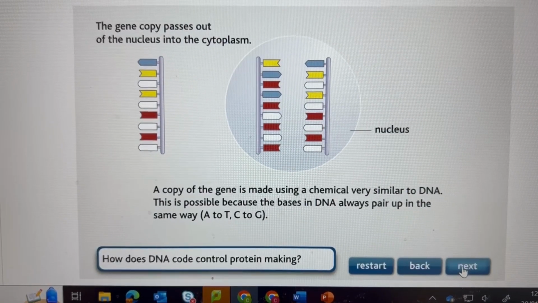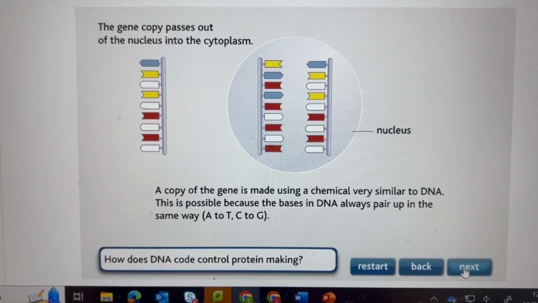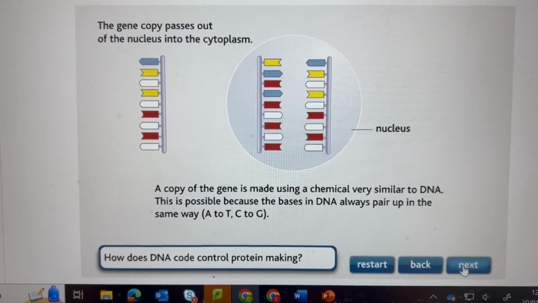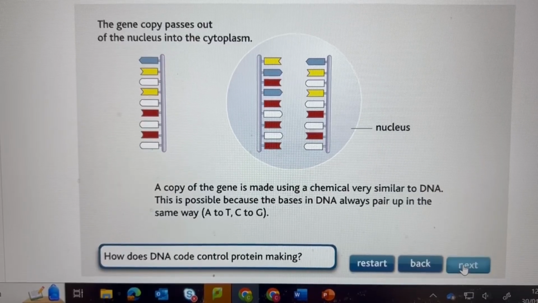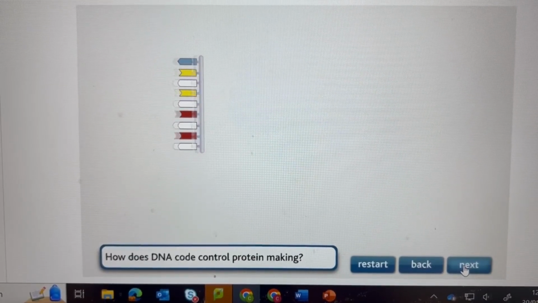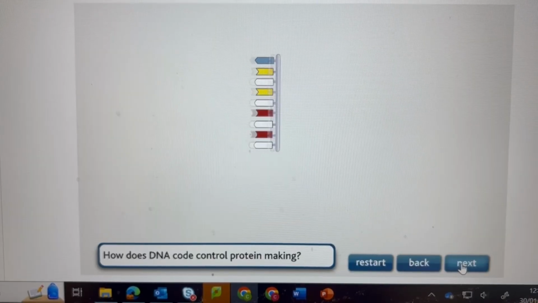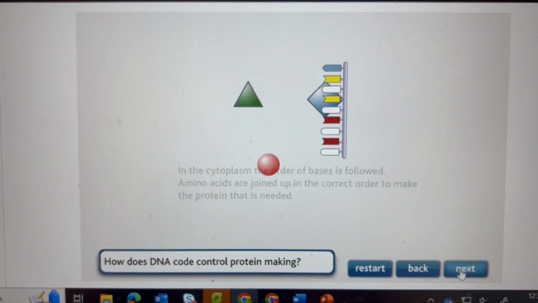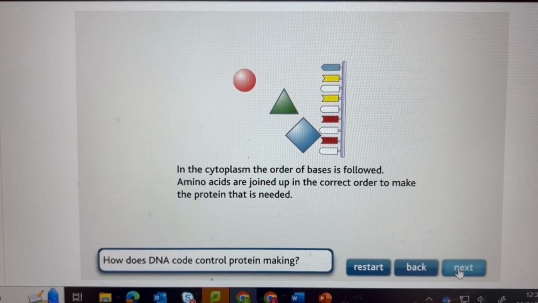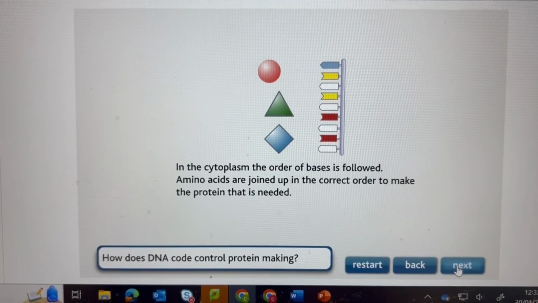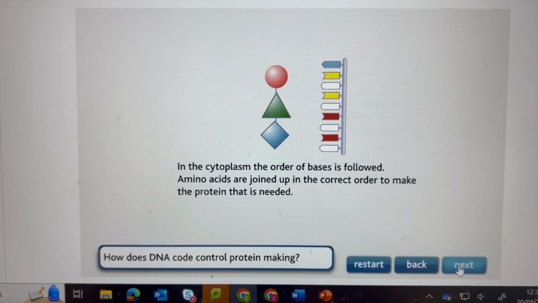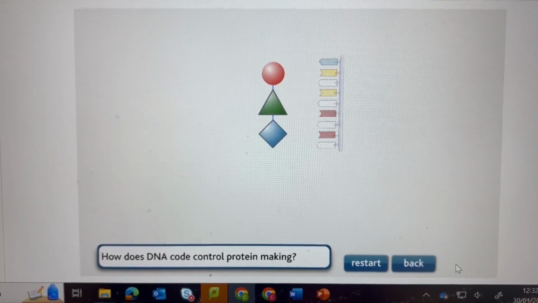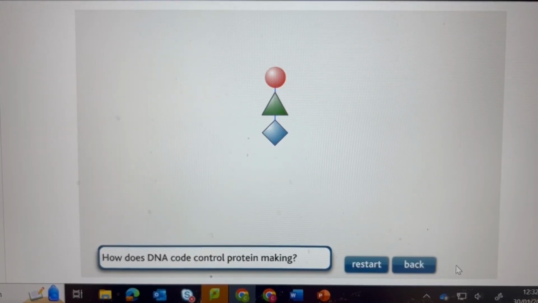The template gets to the ribosome and the ribosome reads the nucleotides, and carrier molecules bring the correct amino acids. The ribosome reads the order of bases and amino acids are joined up in the correct order to make the protein that is needed. Once the whole gene has been read by the ribosome and the amino acid chain has been made, it folds up and the protein has been formed.